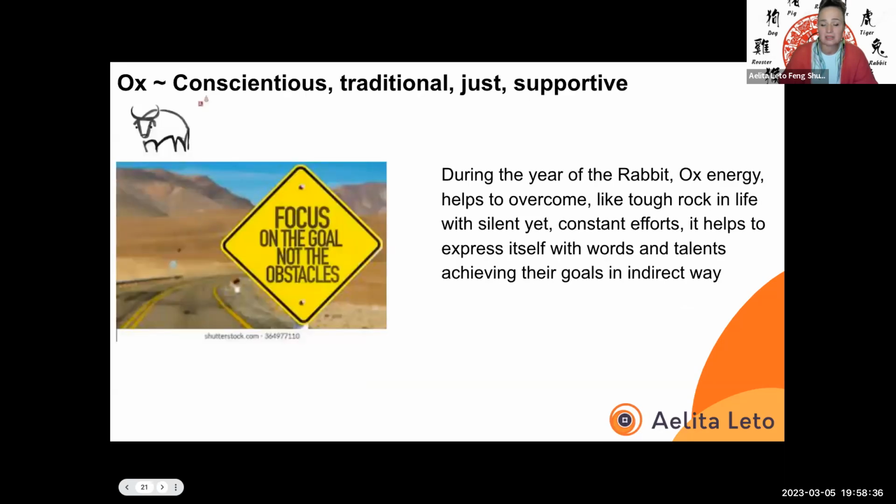For the oxen this year, I would say focus on the goal, not the obstacle. If obstacles are there, go with your intuition. You don't have to go physically through them. Maybe take the sidewalk, and maybe go back and think: why do I have a resistance? Maybe it's not timely.